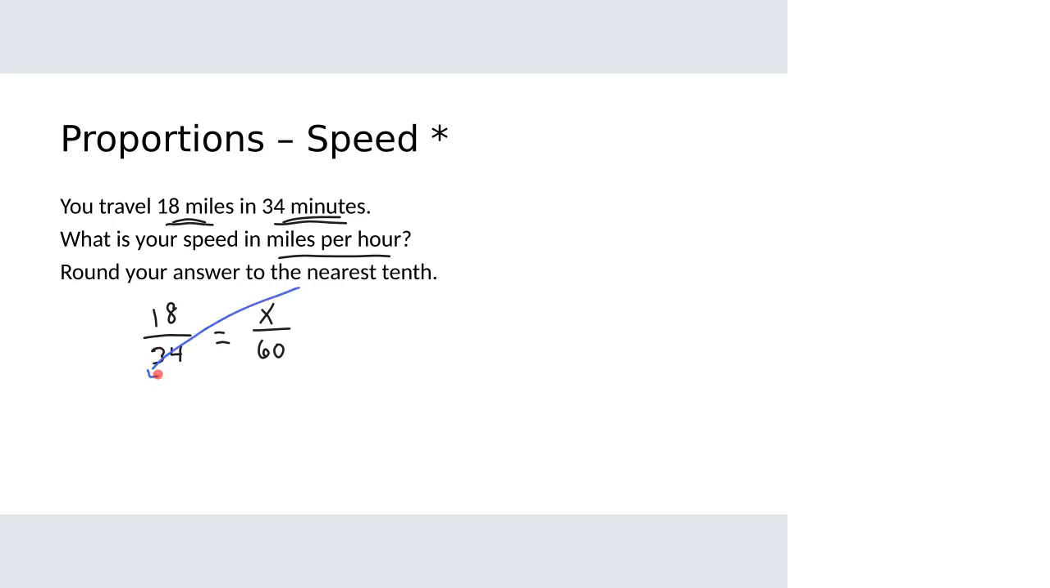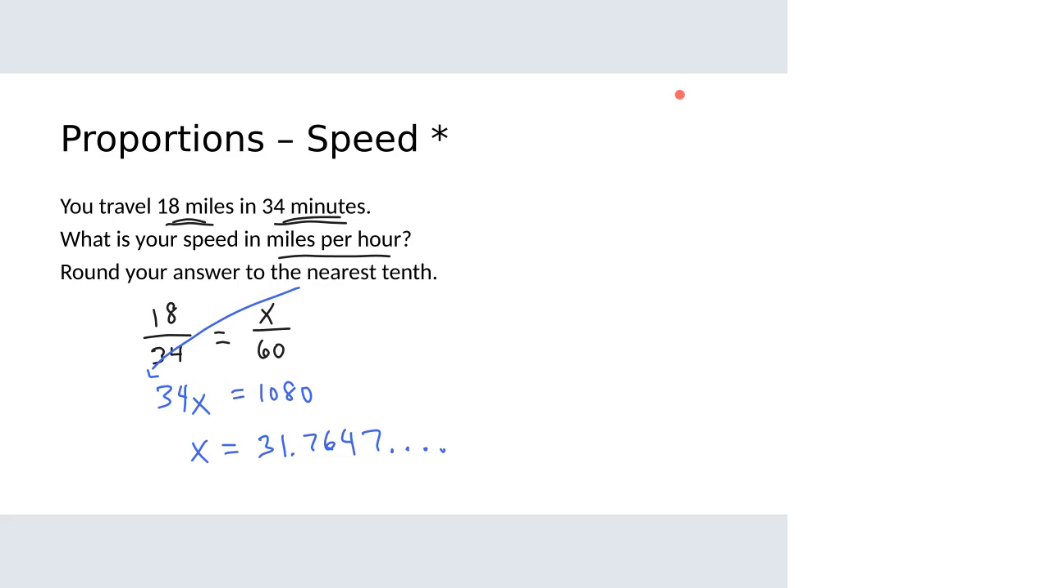And then 34 times x will be whatever 18 times 60 is, 1080. And we divide both sides by 34 and get x is 31.7647, and that keeps going. So most of our problems have sort of landed really nice and neat today, but this one didn't.